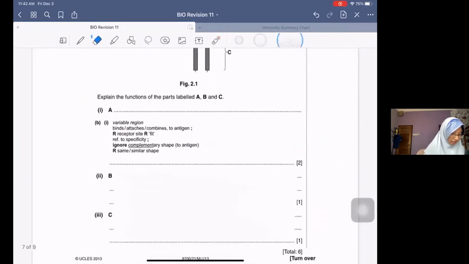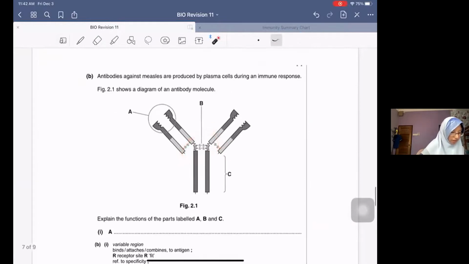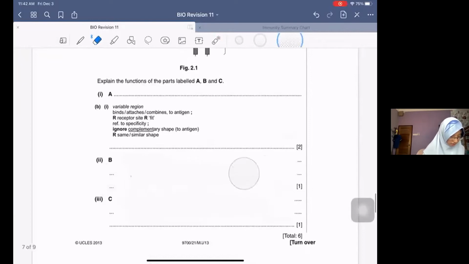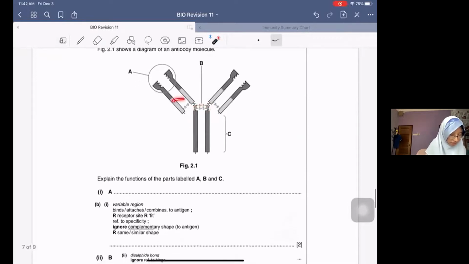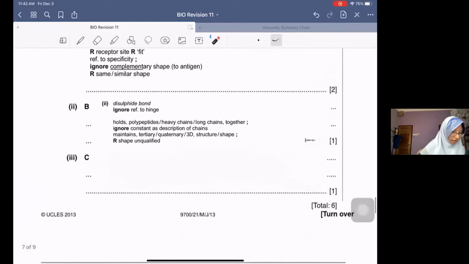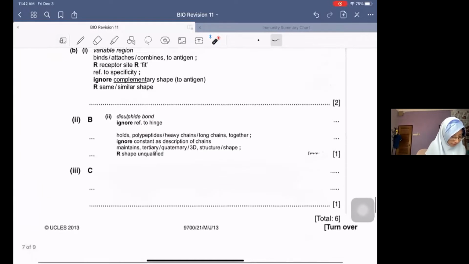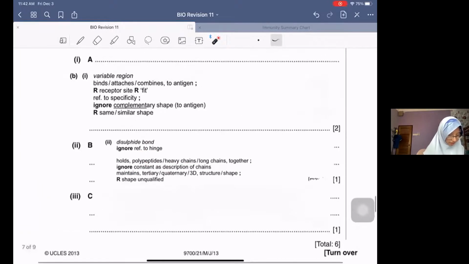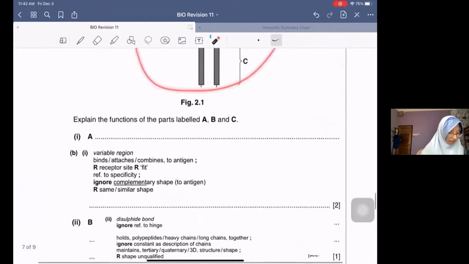Then part B is the disulfide bridge here at the hinge region. This is the disulfide bond. You can't say hinge region because it points at the disulfide bond here. The hinge region is the whole thing. They hold the polypeptide heavy chains together. It has a tertiary and quaternary structure that helps to maintain the shape of the antibody.